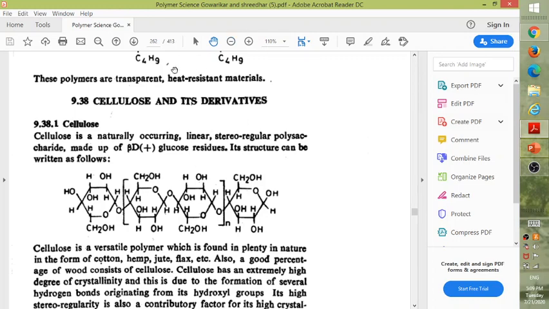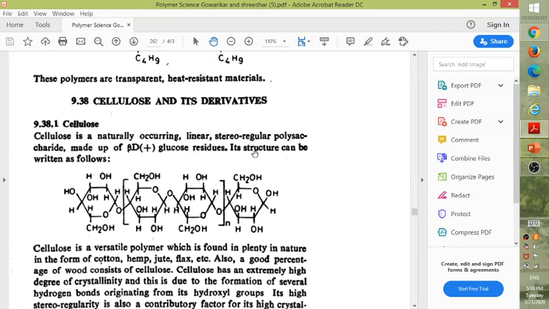So see, this is the exact structure of cellulose. Cellulose is a naturally occurring linear stereoregular polysaccharide made up of beta D plus glucose residues. Its structure can be written as follows. Firstly, it is a naturally occurring thing, that's why it is called a natural polymer. Secondly, it is linear. As you can see, the structure is linear.